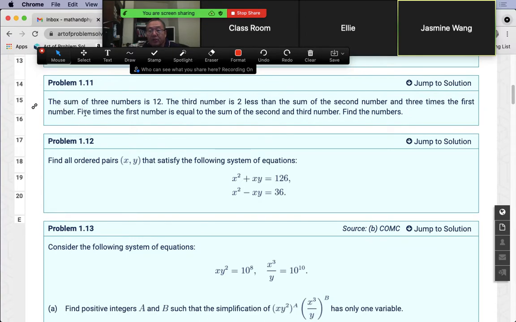Jasmine, can you read this 1.11? The sum of 3 numbers is 12. The third number is 2 less than the sum of the second number and 3 times the first number. 5 times the first number is equal to the sum of the second number and the third number. Find the numbers. I'll give you 3 minutes. Can you solve this problem?